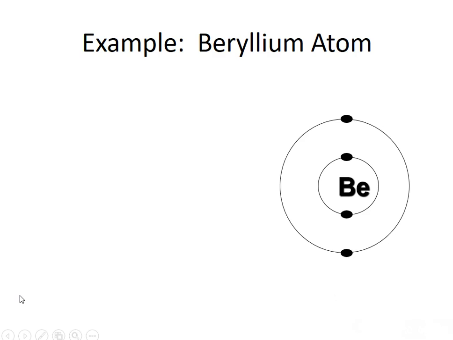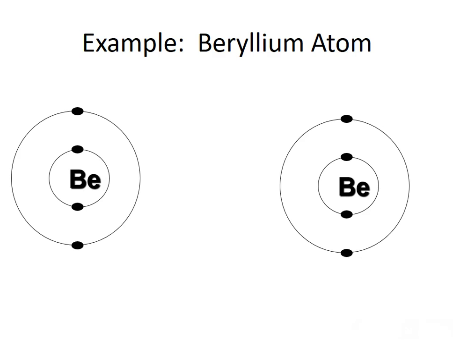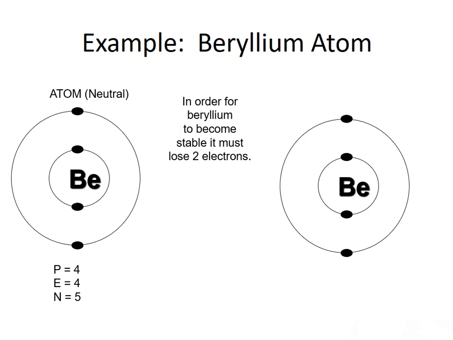So let's work through an example of how an atom forms an ion. Here we're going to work through beryllium. So here comes beryllium. This is the neutral atom for beryllium. It has 4 total electrons, 2 electrons in its outer shell, so 2 valence electrons. Beryllium actually has 4 protons, 4 electrons, and 5 neutrons, and that makes it a neutral atom. But it is not a stable atom.